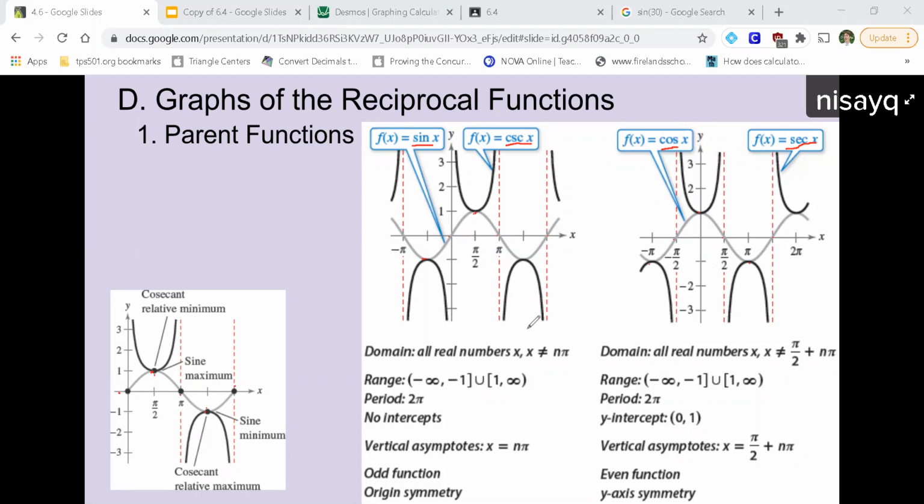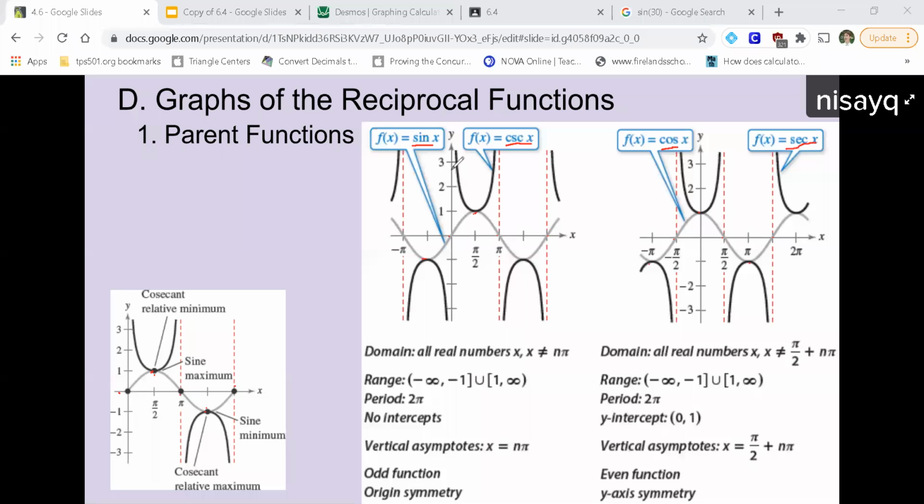So as a result, a lot of these properties, which again are just in the back of the book, you don't have to rewrite all these, are the same or can be derived from sine. So the domain is all the numbers except the x-intercepts of sine, which are all the multiples of pi: 1 pi, 2 pi, 3 pi, and so on. The range is all the numbers not between -1 and 1, except for the endpoints.